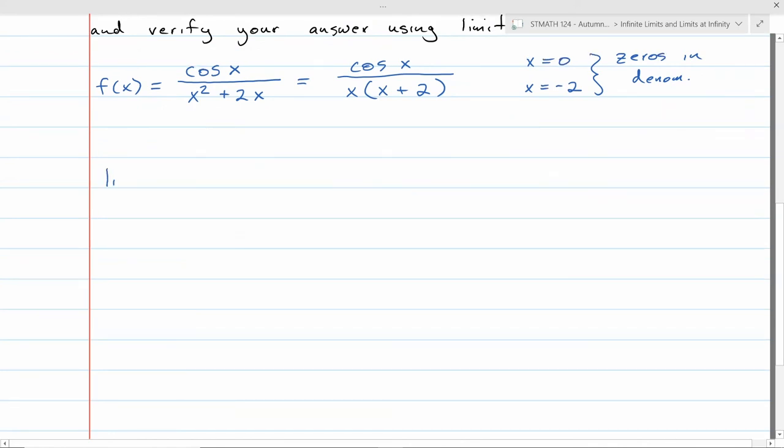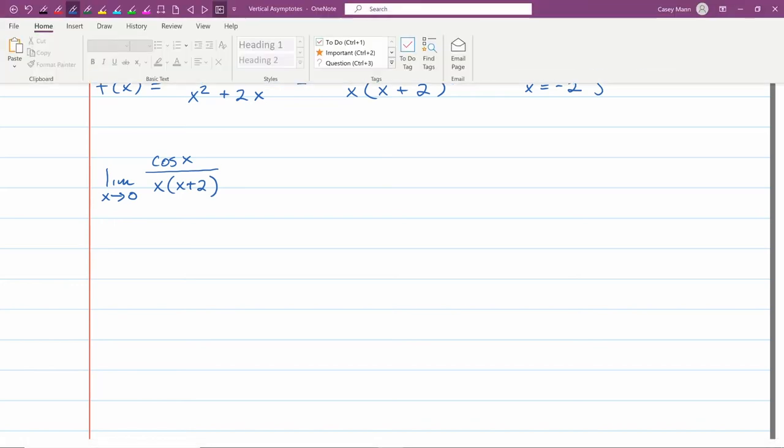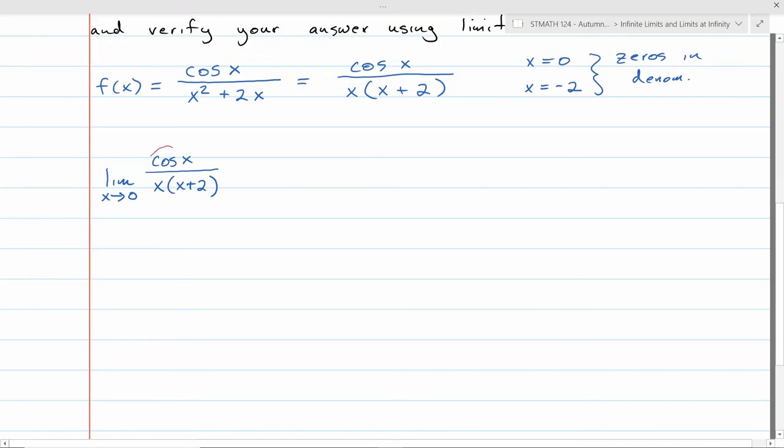Let's start with the limit as x approaches 0 of cosine of x over x times x plus 2. Well, if I put 0 into the cosine function, cosine of 0 I know is equal to 1. So this is getting close to 1. In fact, that was one of our basic trig limits that we looked at in our previous lesson. Now in the denominator, this term would be going to 0, and the remaining term there would just be getting close to 2. So the whole denominator is going to 0.